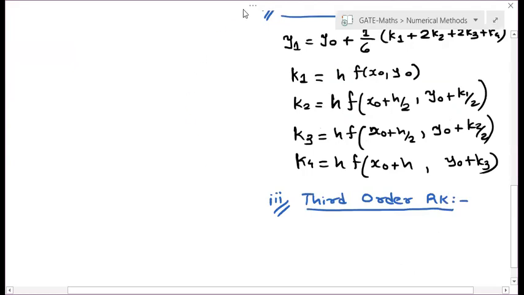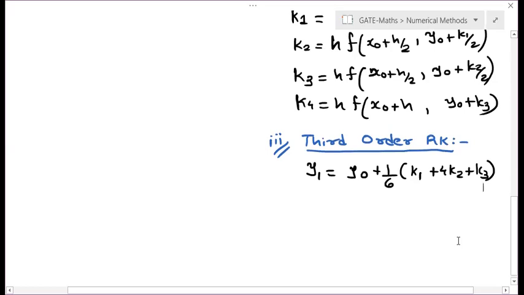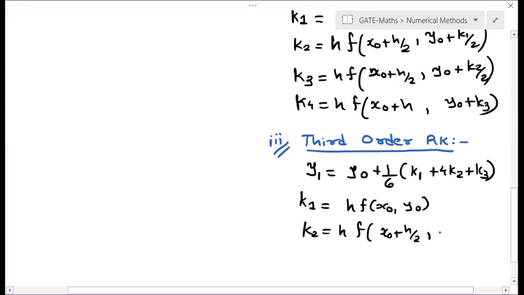Third order RK. y1 is equal to y naught plus 1 by 6, but here we will have k1 plus 4k2 plus k3. Now see why I was giving this third order last. K1 is the same: k1 is equal to h f of x naught, y naught. For k2, it is also the same: it is h into f of x naught plus h by 2, comma y naught plus k1 by 2. And k3 is h f of x naught plus h, comma y naught plus k dash.